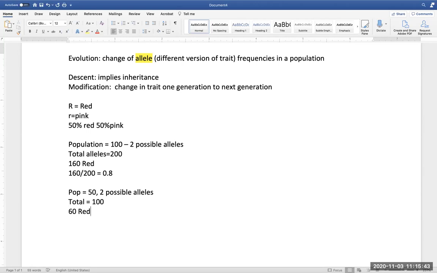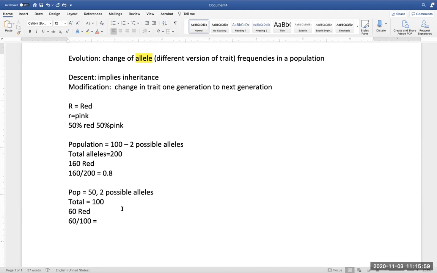So we want to know the allele frequency for red. So we're going to take 60 divided by the total, 100. Whatever you get after dividing, that's your allele frequency. Does that make sense? I'm not going to have you count anything. I'm just going to give you the number.